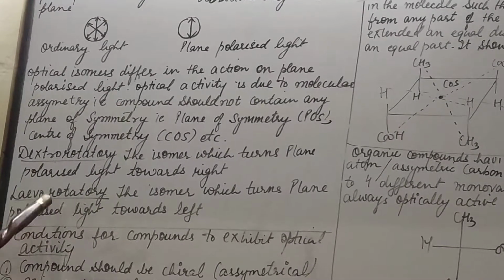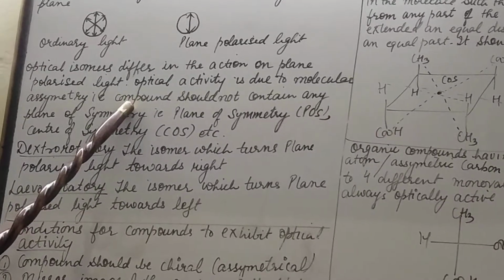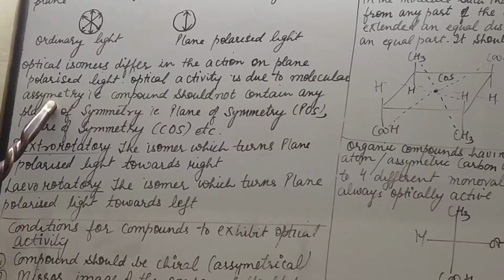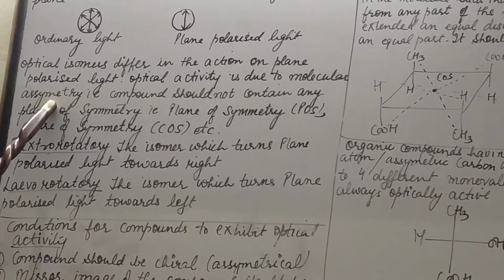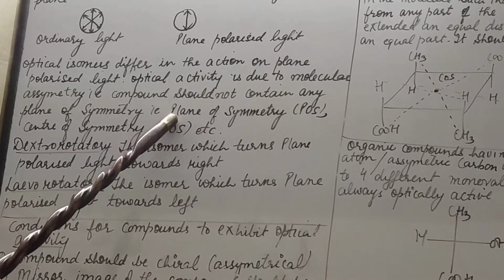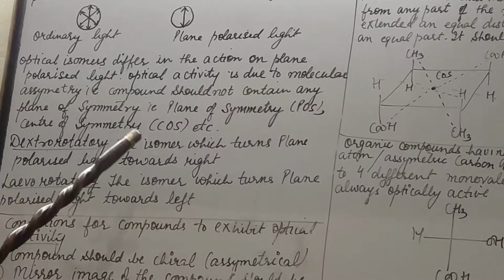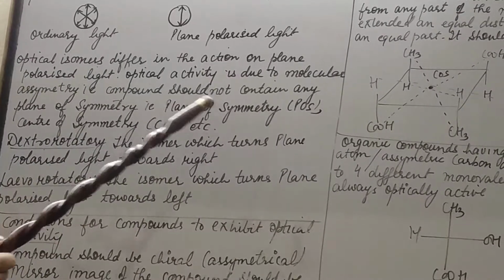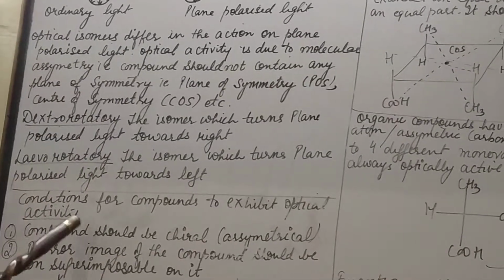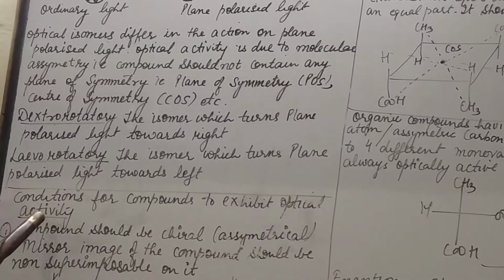So optical isomerism is exhibited by compounds which are chiral. Chiral means they do not have any molecular symmetry. So how will we identify whether they have molecular symmetry or not? We look for the elements of symmetry like plane of symmetry and center of symmetry. We will be discussing these two later on. So let's first talk about conditions for a compound to exhibit optical activity.